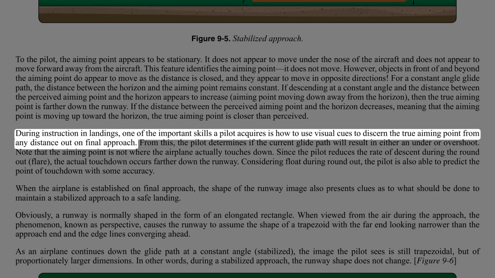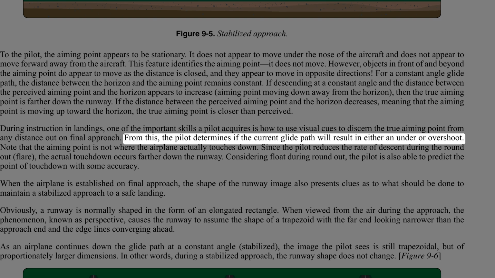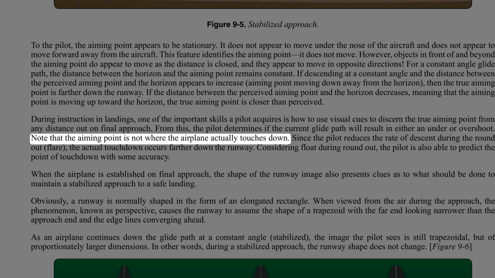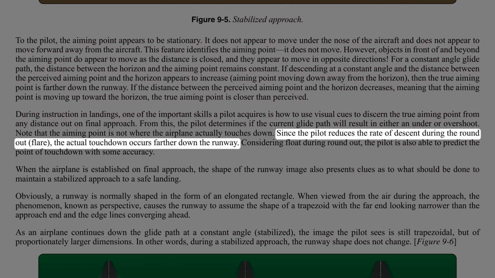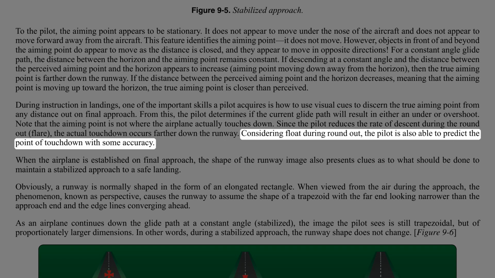During instruction in landings, one of the important skills a pilot acquires is how to use visual cues to discern the true aiming point from any distance out on final approach. From this, the pilot determines if the current glide path will result in either an under or overshoot. Note that the aiming point is not where the airplane actually touches down. Since the pilot reduces the rate of descent during the round out, flare, the actual touchdown occurs farther down the runway. Considering float during round out, the pilot is also able to predict the point of touchdown with some accuracy.